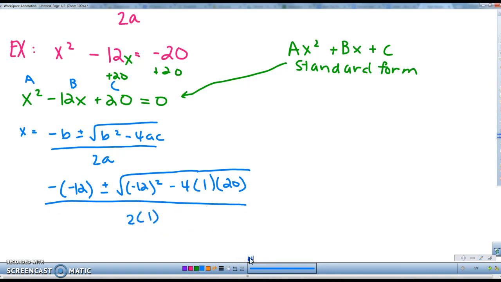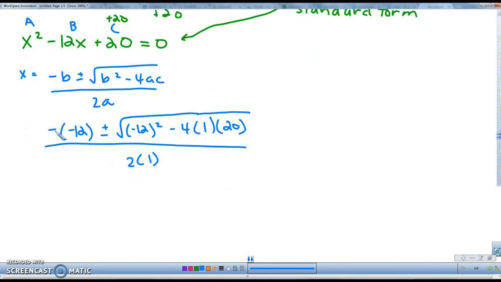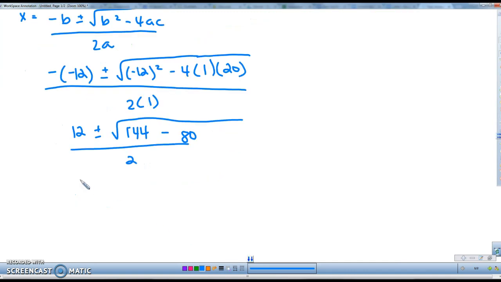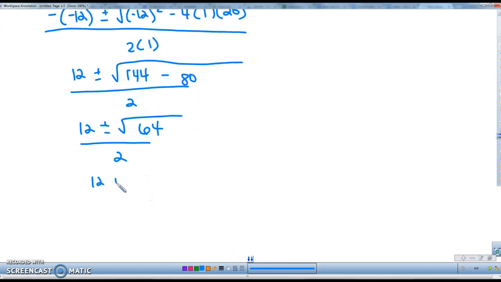Okay, and now I can start simplifying this. So the negative of a negative is a positive 12, plus or minus 12 squared is 144, minus 4 times 20 is 80, and that is over 2. Then I can do what's in the radical. And I say 12 plus or minus 144 minus 80 is 64 over 2. The square root of 64 is 8, so I have 12 plus or minus 8 over 2.